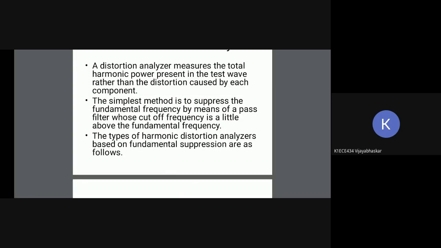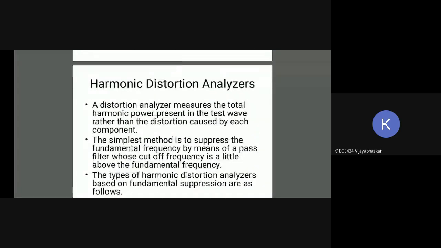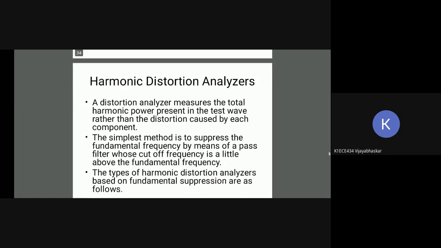The types of harmonic distortion analyzers based on fundamental suppression are as follows. So a harmonic distortion analyzer is an instrument used to measure a distorted signal. In the distorted signal, some harmonics are present. Harmonics means complete wave cycles. How many complete wave cycles are there? How many distortions are there? These analyzers can measure that. That instrument is known as the harmonic distortion analyzer.